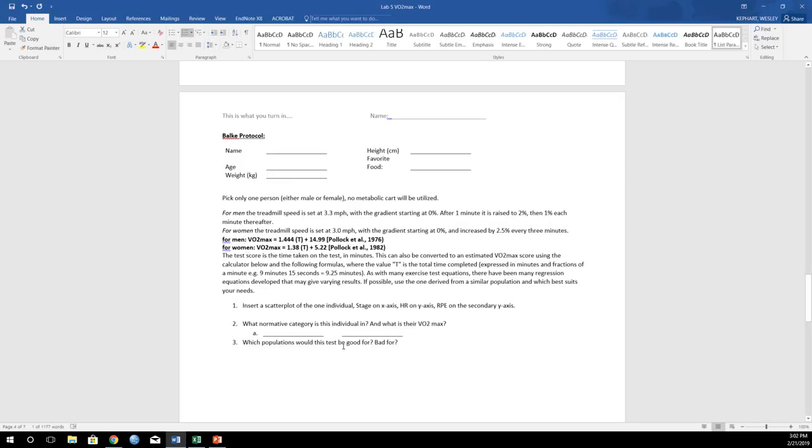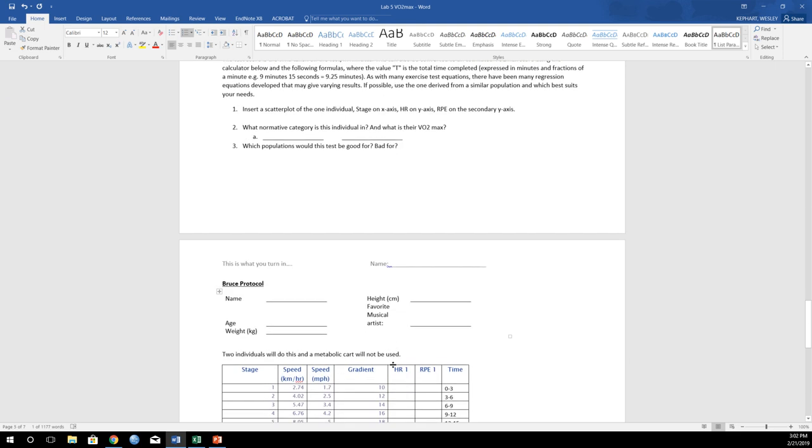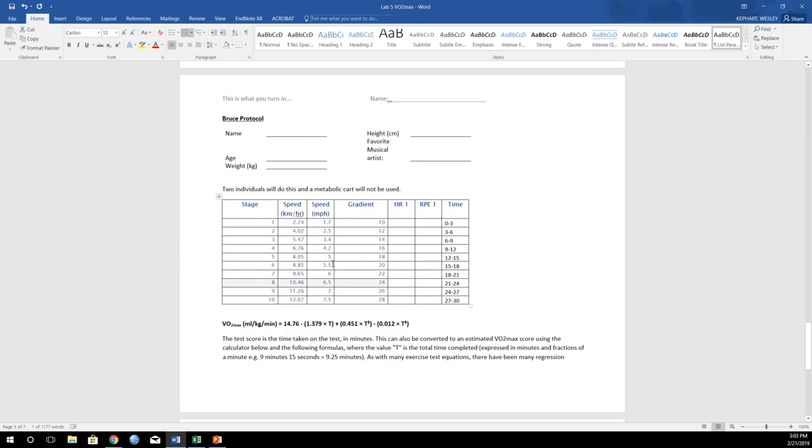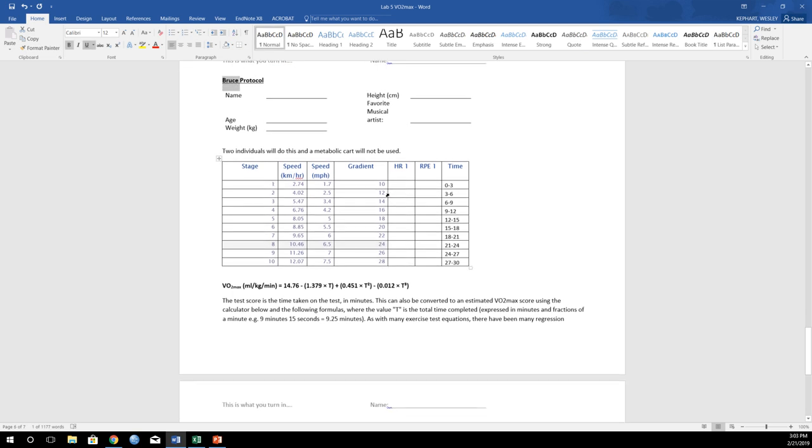Then here, you would answer the rest of these. Who would it be good for or bad for? Use your imagination with some of those. And here, onto this last one, the Bruce protocol. Name, all of that. Filling this stuff out, so heart rate, RPE. Here are the speeds. I just put the kilometers per hour, really just so you could see it.